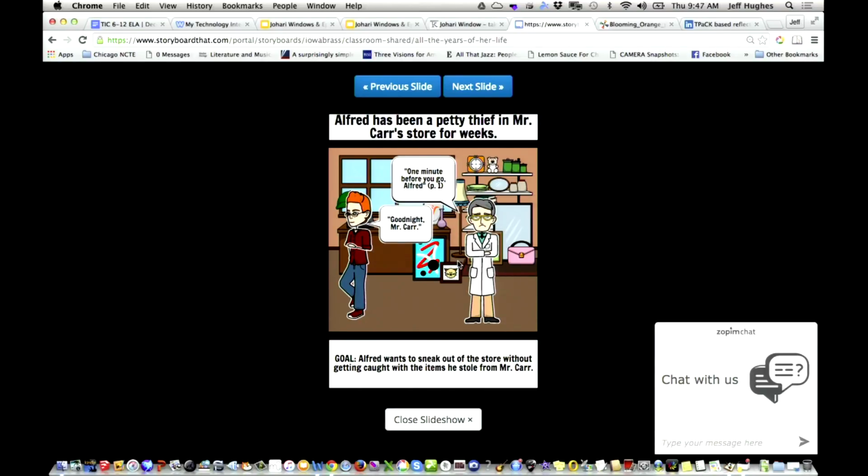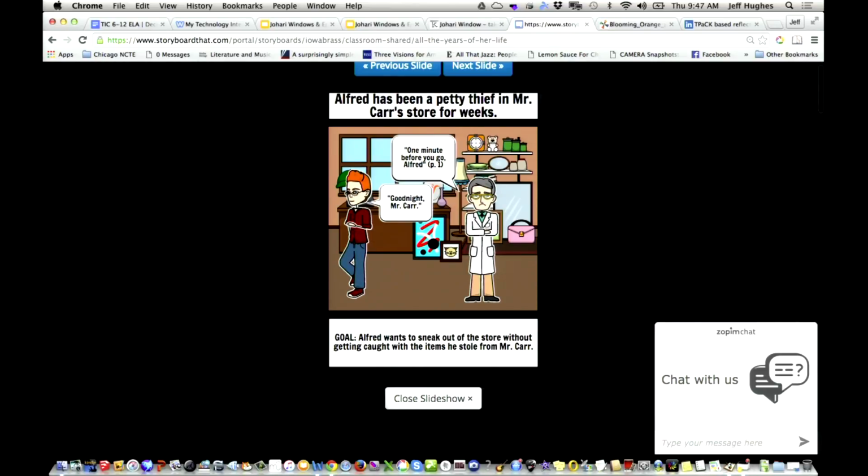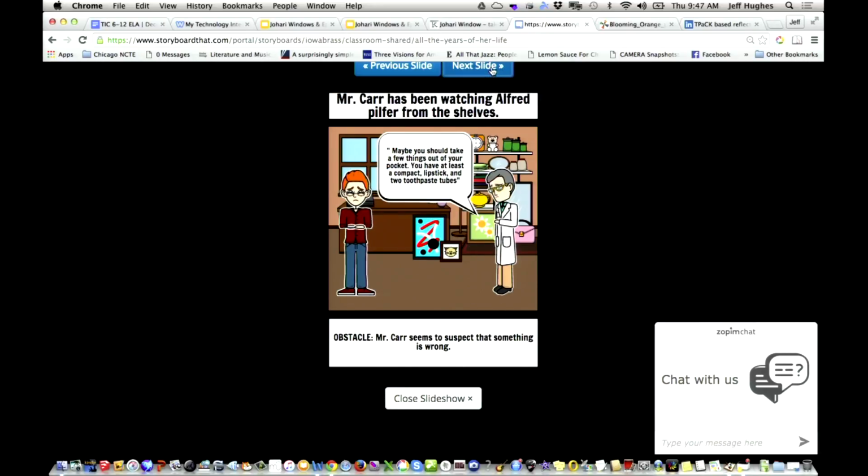Mr. Carr has his arms crossed. We have a lack of eye contact here from the teenage boy, Alfred. He doesn't want to have any eye contact with Sam Carr. He wants to get out and not have to have an interaction. Mr. Carr has been watching Alfred pilfer from the shelves. So here we have just a summary of what's going on in the story. It's one of the lower levels on Bloom's taxonomy.